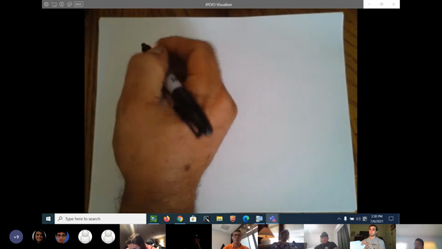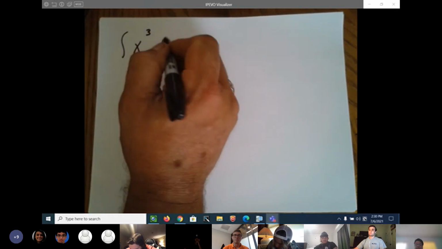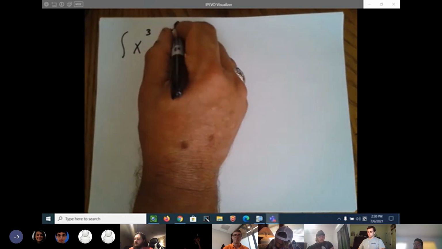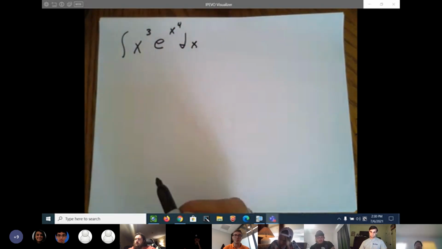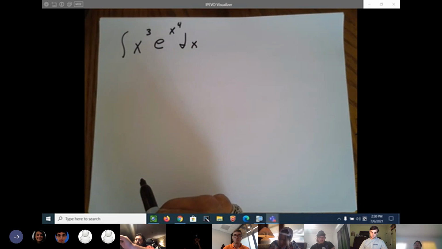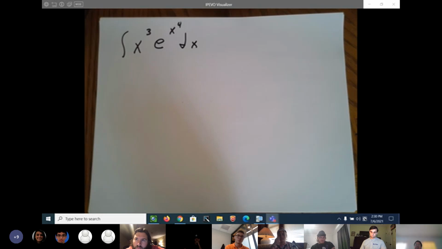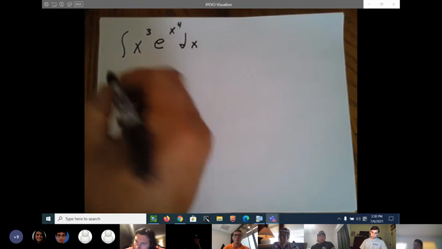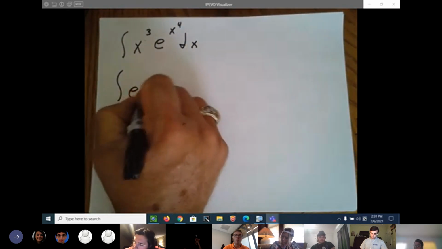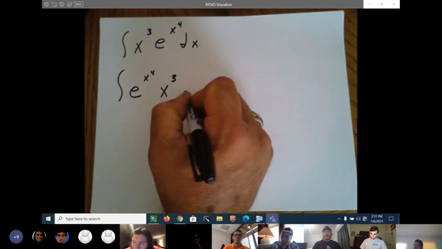So, antiderivative of x to the 3rd, e to the x to the 4th dx. Now, I can tell you right now, I'm going to rewrite it, because which one is more complicated? There's 2 terms here. E to the x to the 4th. Okay, so that means the x to the 3rd is going to go with that dx. So I'm going to rewrite it: e to the x to the 4th, x to the 3rd dx.